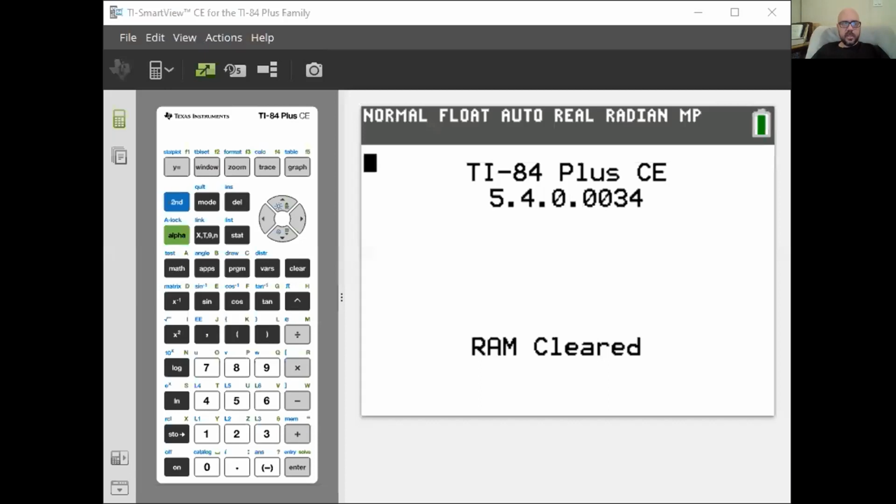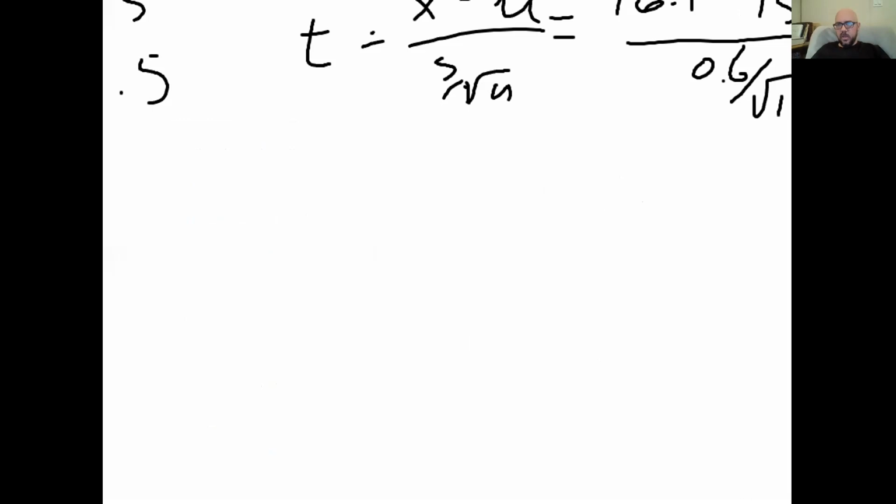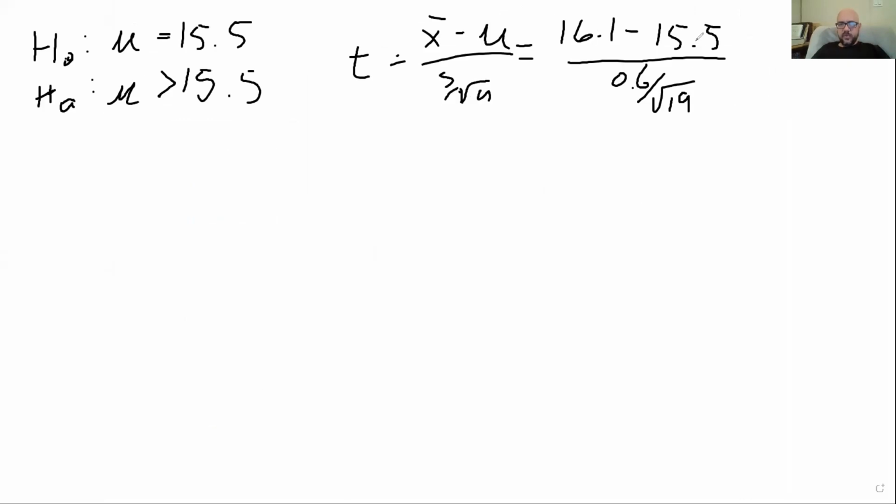Okay, I've got the calculator back open. It had closed on me due to lack of action. So there's our calculator. So we are going to jam in the things that I said, which I have actually forgotten what they were because it's been a couple minutes. All right, 16.1 minus 15.5 divided by 0.6 over root 19.